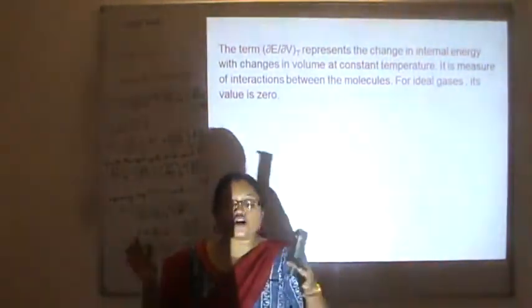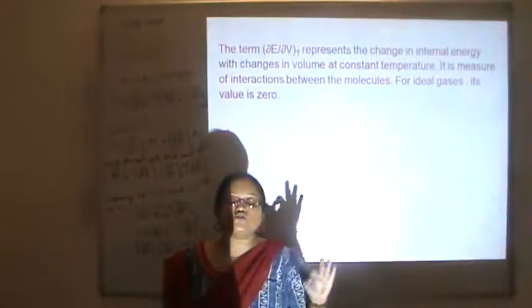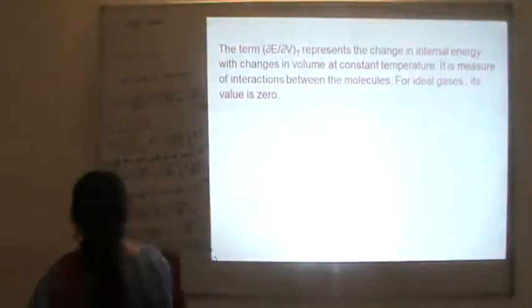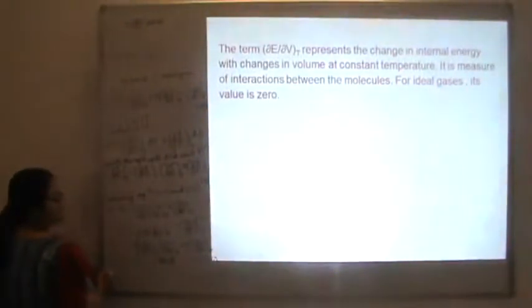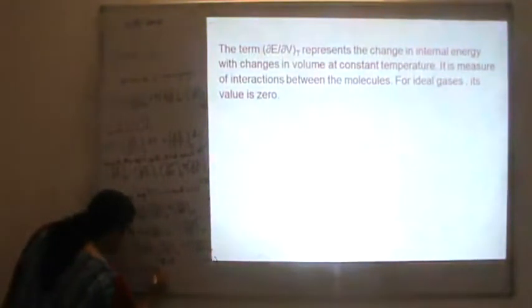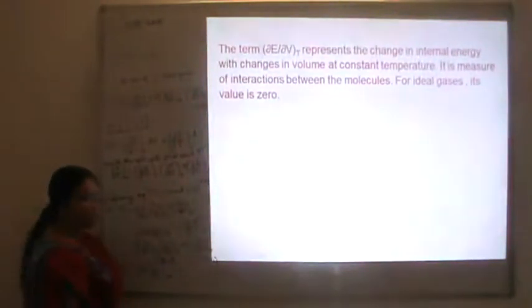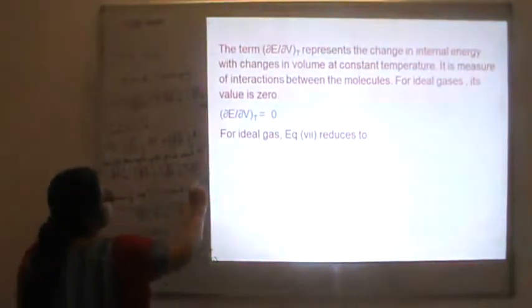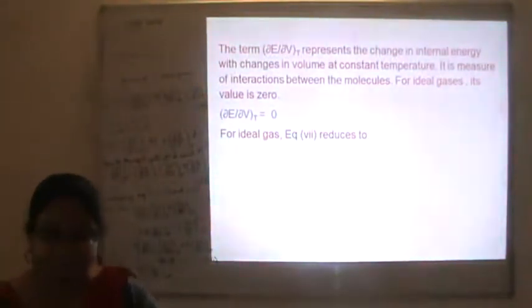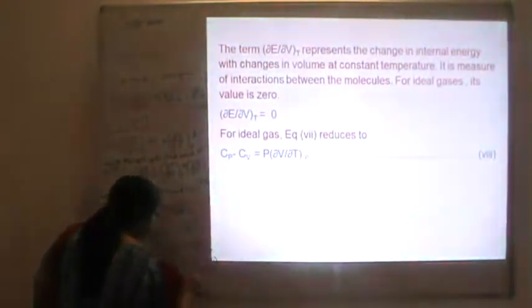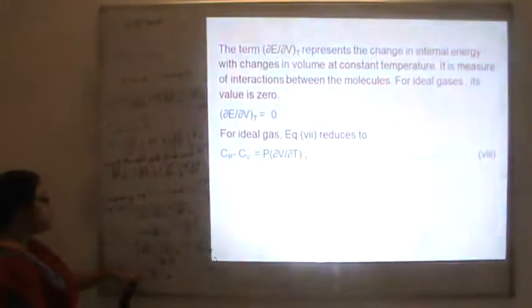So it is the expansion or compression. For ideal gases, there is no interaction between the molecules. For that reason, del E by del V at constant T is equal to 0. So this term is equal to 0 for ideal gases, and we get that Cp minus Cv is equal to P del V by del T at constant P. So equation 7 reduces to this: Cp minus Cv is equal to P del V by del T at constant P. This is equation 8.